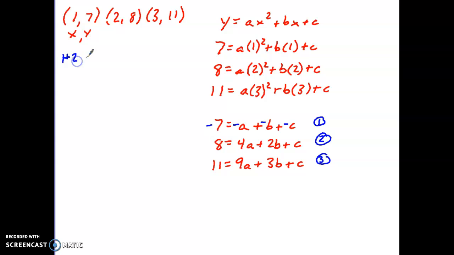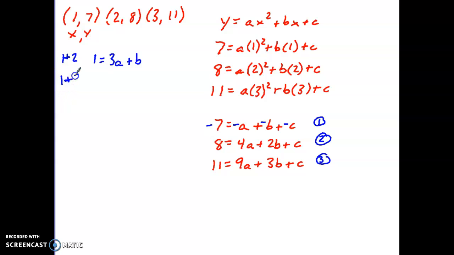So 1 and 2, if I combine those, negative 7 plus 8 is 1. Negative a and 4a is 3a. Negative b and 2b is b. Negative c and c cancel each other out.